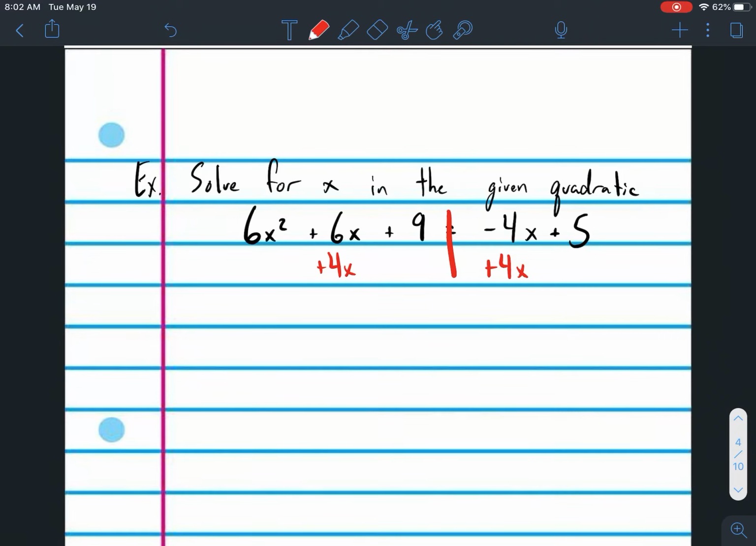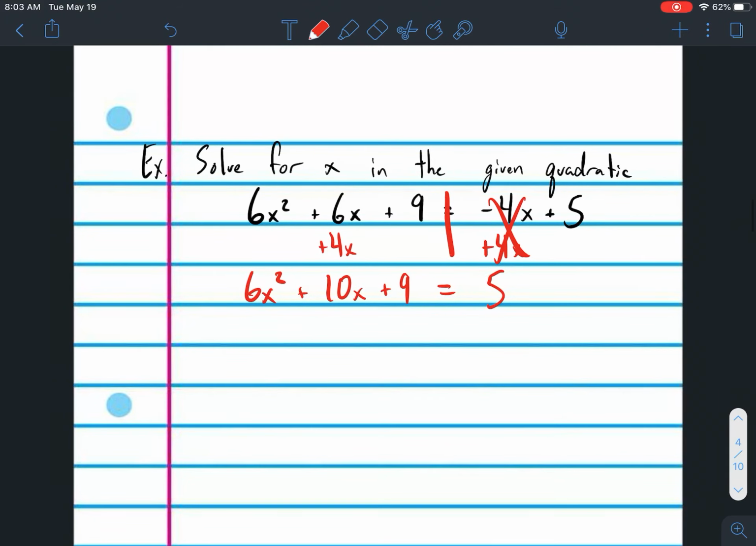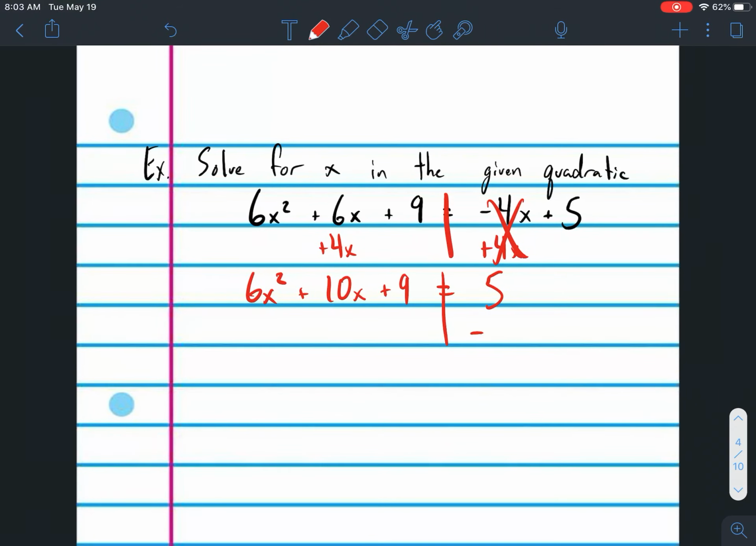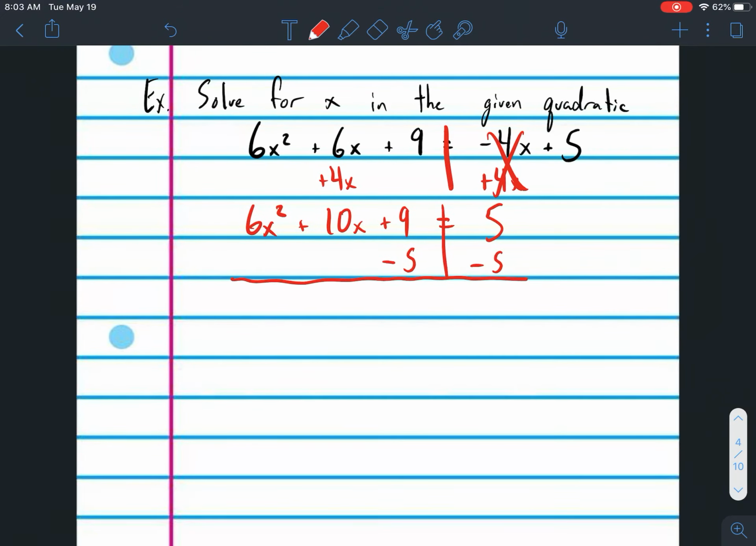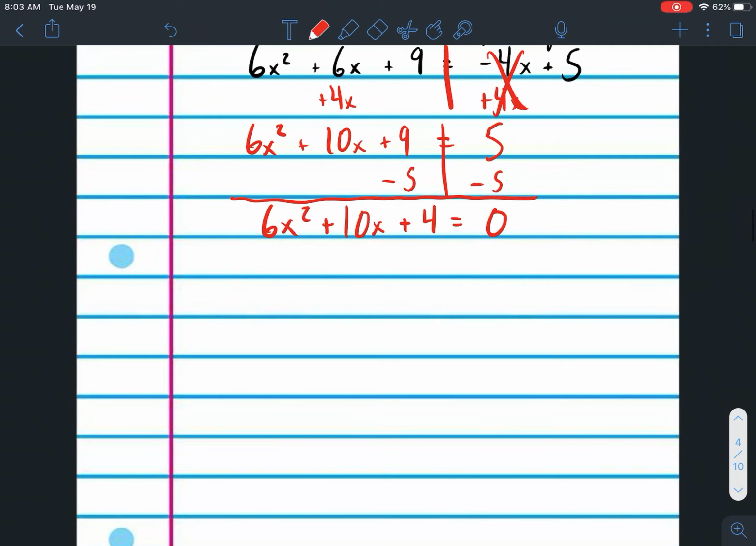Okay, so that would be 6x squared plus 10x plus 9 is equal to, those cancel out, and we are left with 5. Now let's subtract 5 from both sides. Minus 5, and then that would be 6x squared plus 10x. 9 minus 5 is positive 4, equal to 0. Okay, now it's equal to 0.